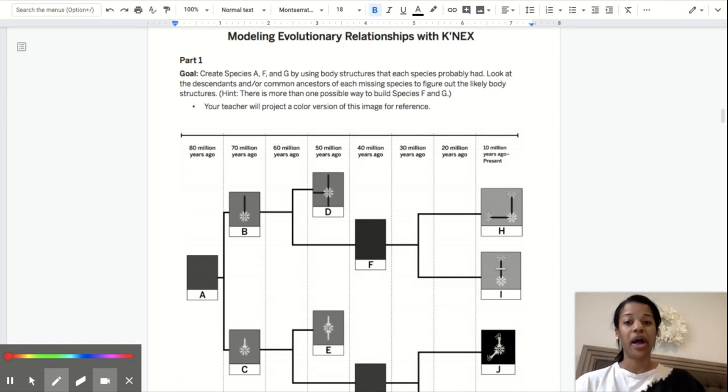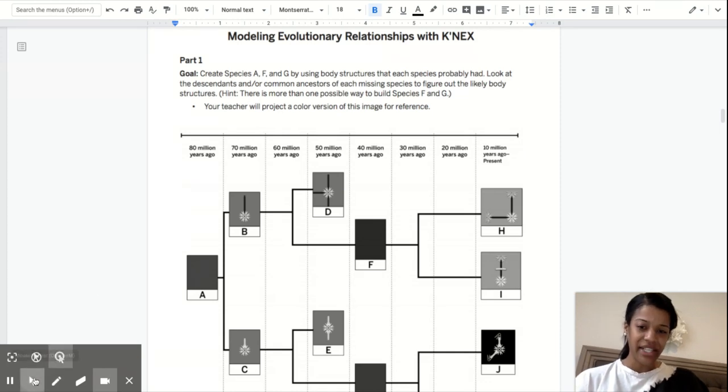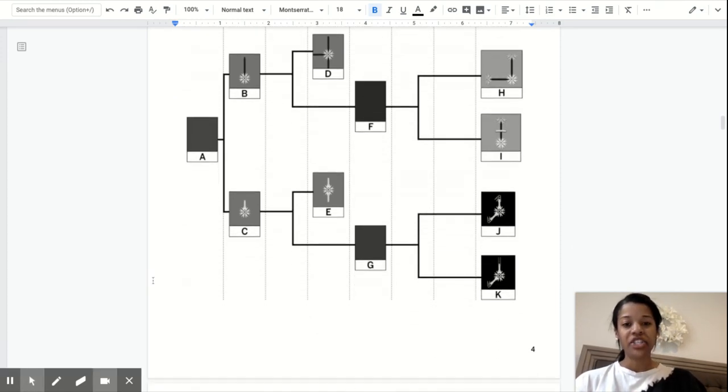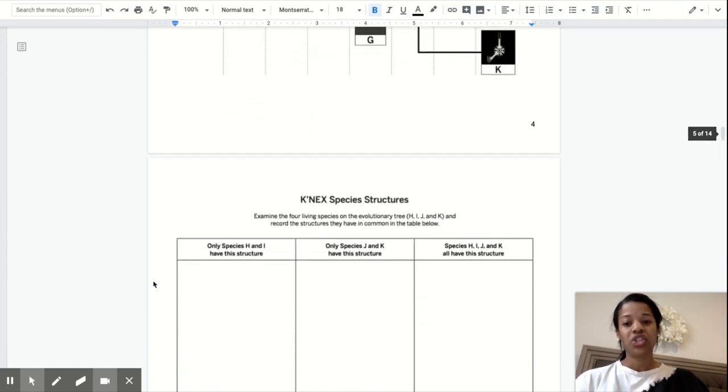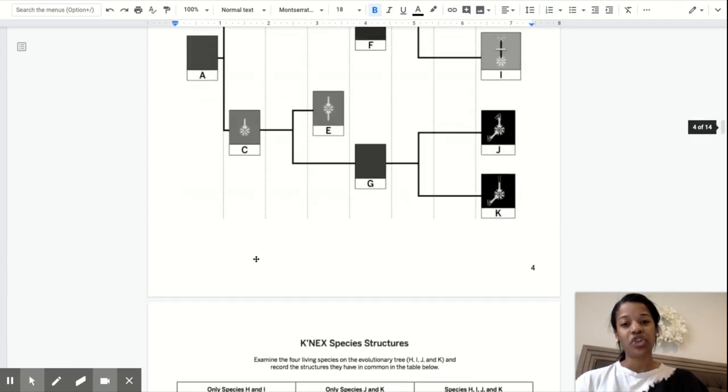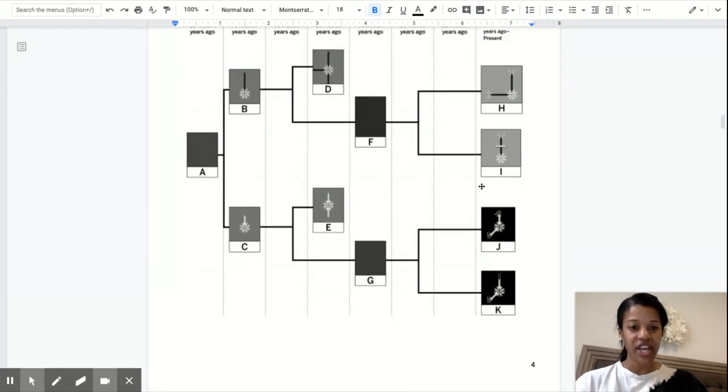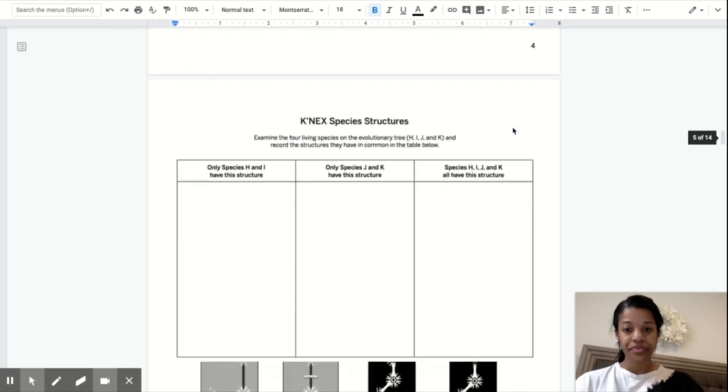Your teacher will project a color version. We can't project, but it's okay. Let's just go down and answer these questions. So only species H and I have this structure. So when I look at H and I, they both have the gray background and they both have this snow-like structure with another connecting snow-like structure. These are the only two on the board that have two of those structures connected with a bar, okay?